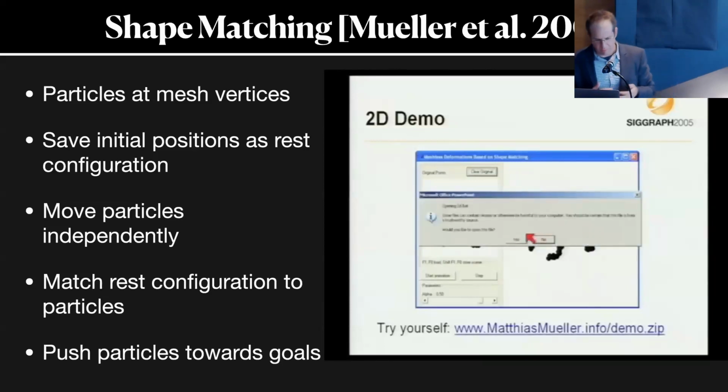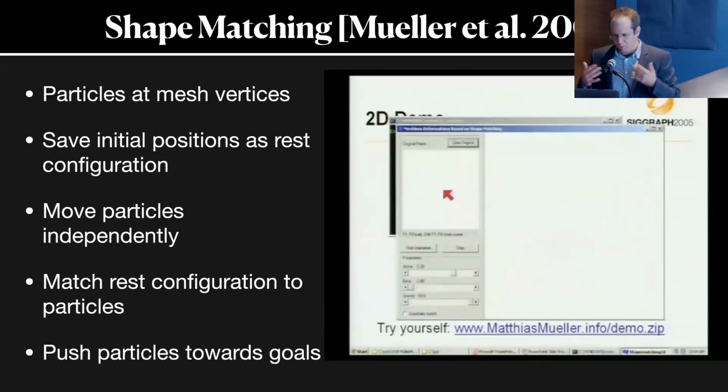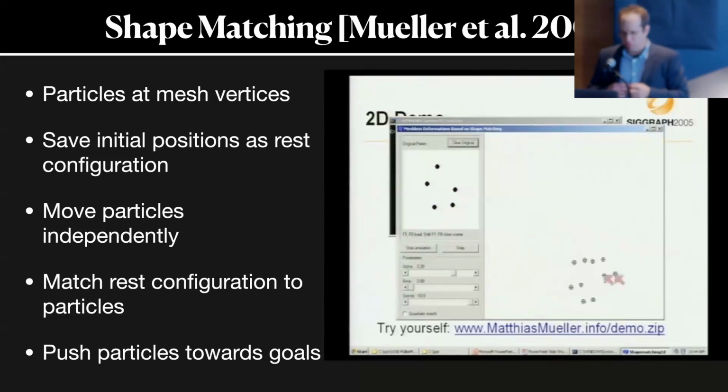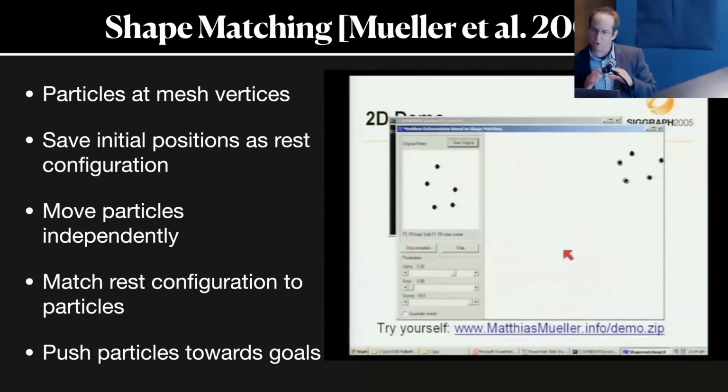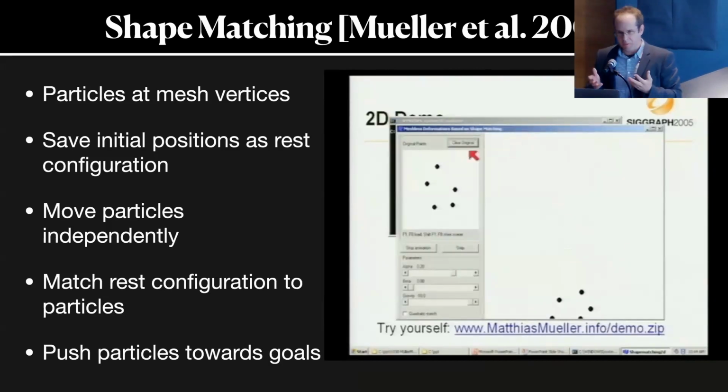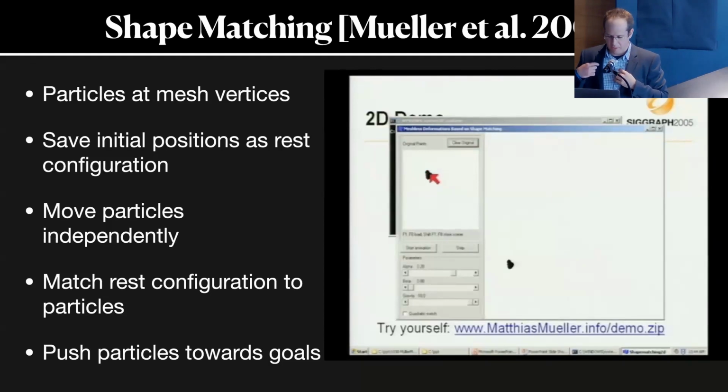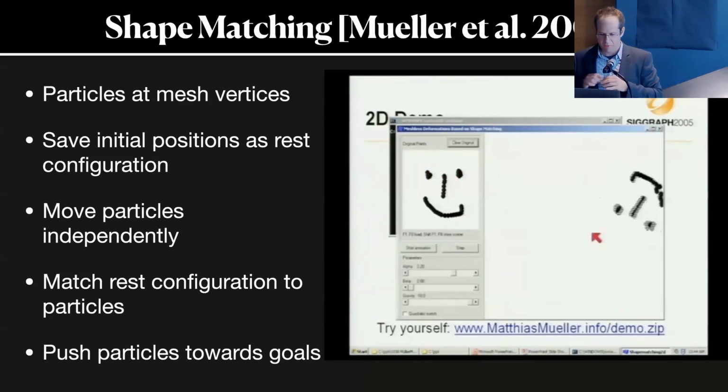So during the simulation, the particles move independently in response to users' interactions, forces, gravity, collision, and so on. So the job is to find this optimal orientation, rotation, and translation vector. This is basically an optimization problem where you need to minimize the sum of the squared distances between the particles and their matched positions.